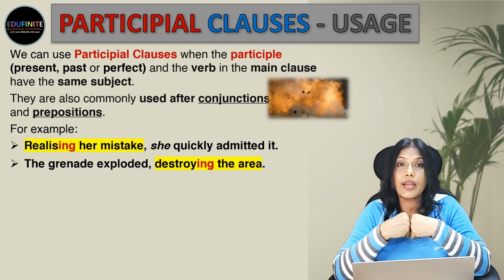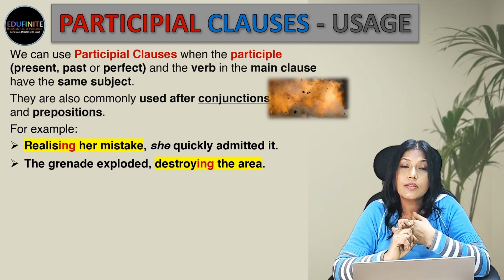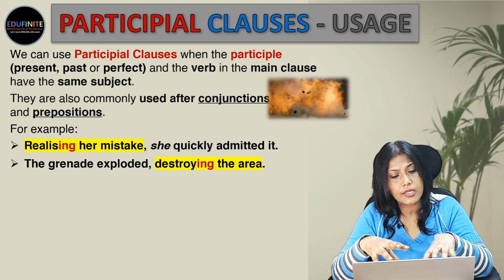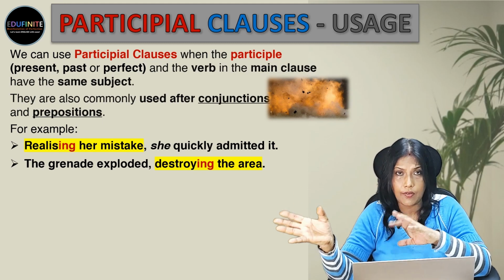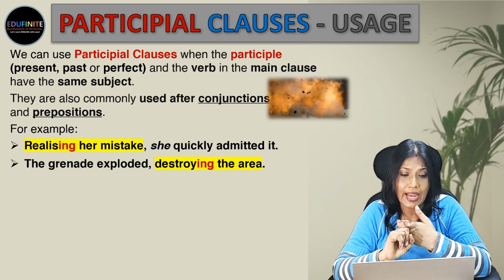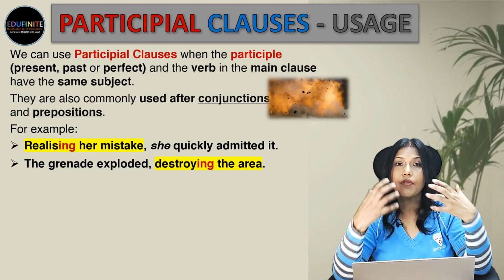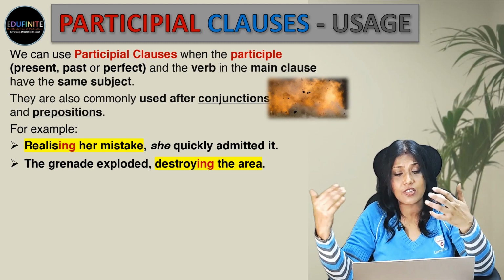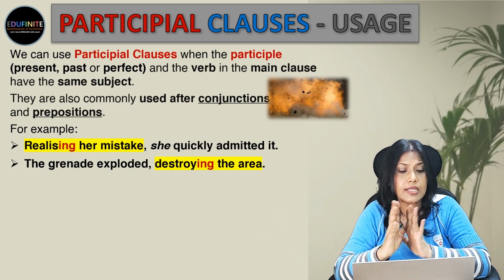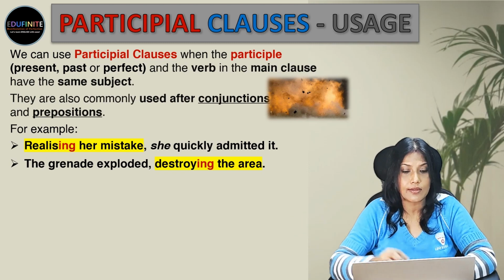Next, the grenade exploded, destroying the area. So here, the common subject is the grenade. We are talking about the grenade that exploded and it has also destroyed that area. That grenade has destroyed that area. So destroying the area is the participial clause. It can be, the grenade exploded and has destroyed the area. So instead of doing that, we have shortened it and we have said the grenade exploded, destroying the area. The meaning is the same.